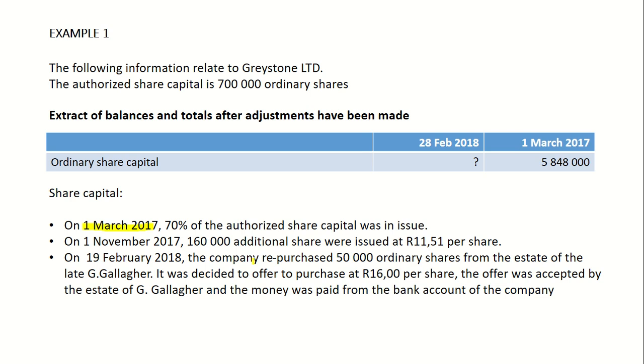On the 29th of Feb, though, which is 10 days or can be 9 days before the financial year end, we bought back shares, 50,000 shares from the estate of G. Gallagher. It was decided to offer purchase at 16 rand per share. The offer was accepted by the estate of G. Gallagher and the money was paid from the bank account of the company. So we are buying these shares back at 16 rand. Question is, how much did the shareholders pay for these shares?